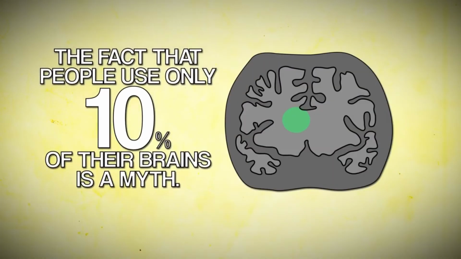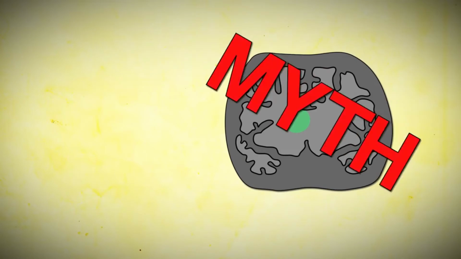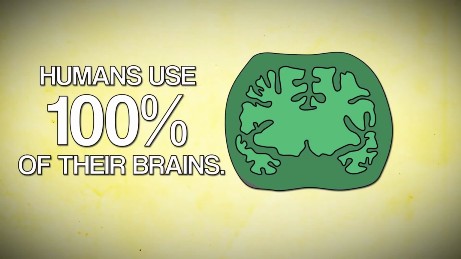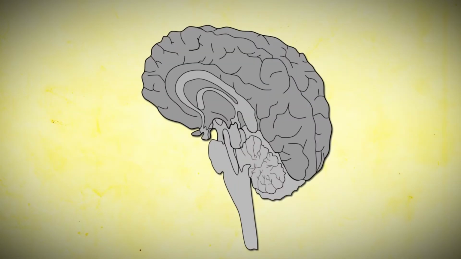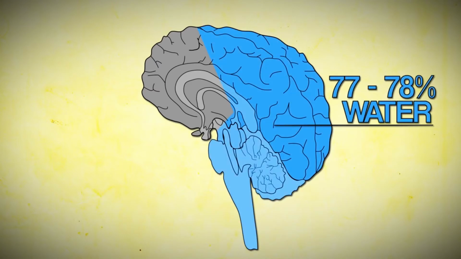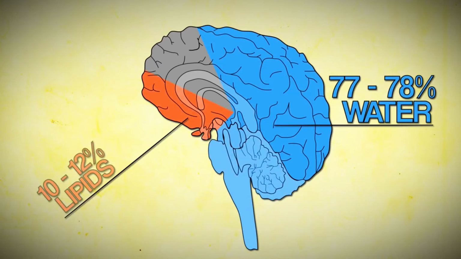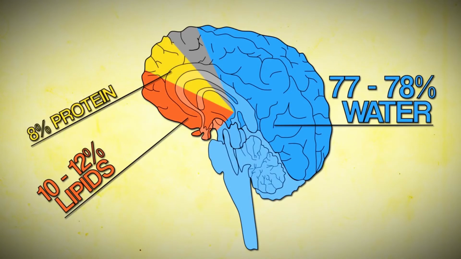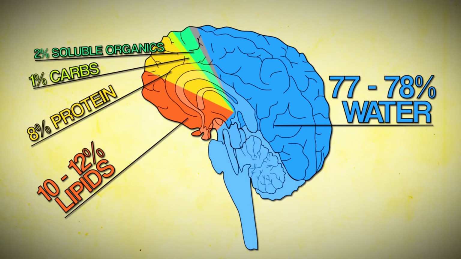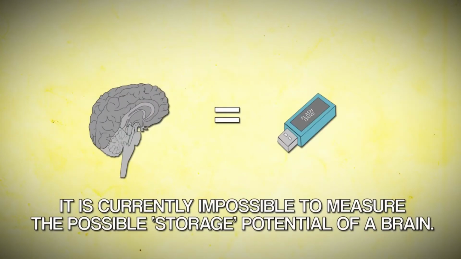The fact that people use only 10% of their brain is a myth. Humans use 100% of their brains. The composition of the brain is 77 to 78% water, 10 to 12% lipids, 8% protein, 1% carbs, 2% soluble organics, 1% inorganic salt. It is currently impossible to measure the possible storage potential of a brain.